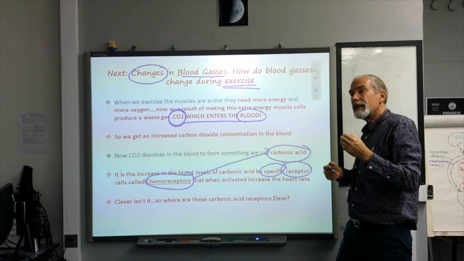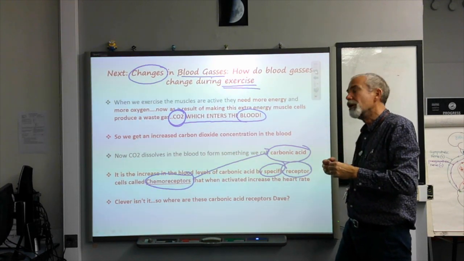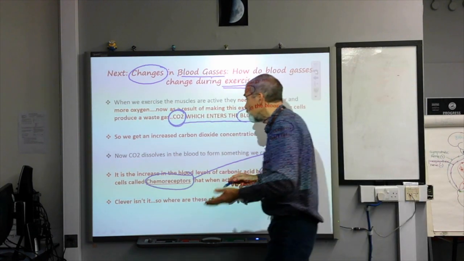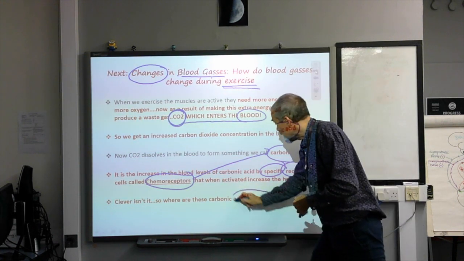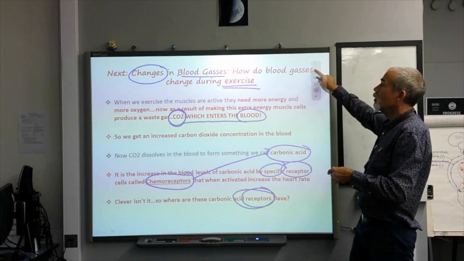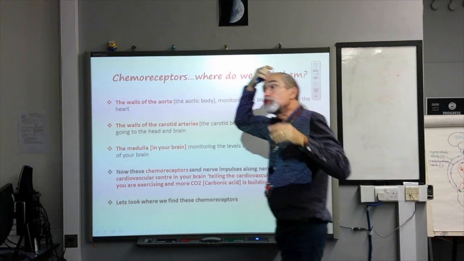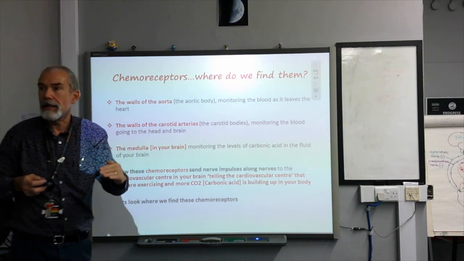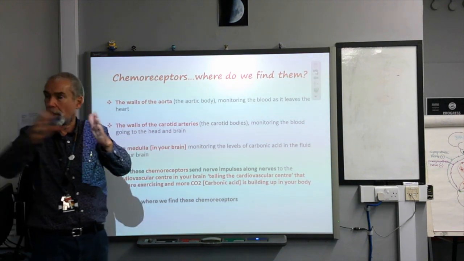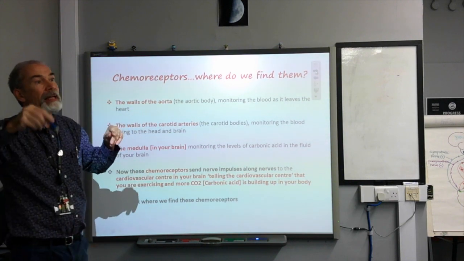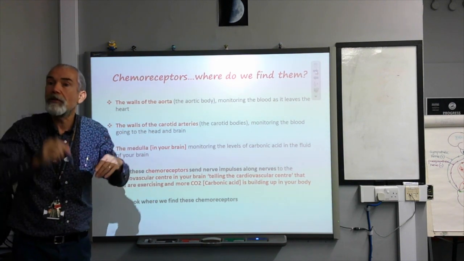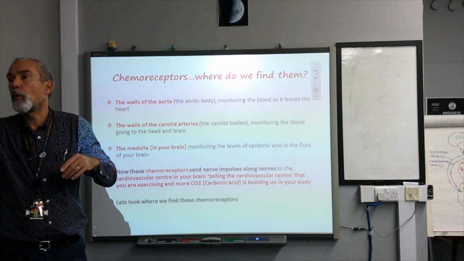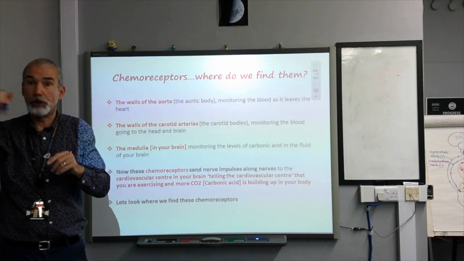So it's really a nice little process that we go through, but perhaps one of the questions you're asking yourself is, Dave, where do we find these receptors? Where the heck do we find these chemoreceptors? Okay, let's have a look at that. We find them strategically placed in areas where you would not expect to find any carbon dioxide or carbonic acid. You would not expect to find carbon dioxide in areas of your circulatory system that should be exclusively delivering 100%, or close to it, oxygenated blood.